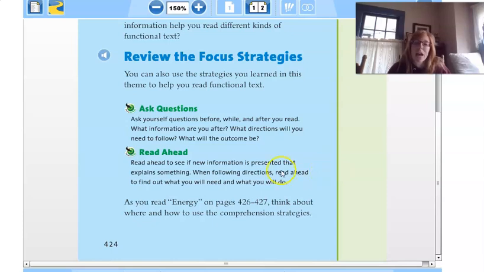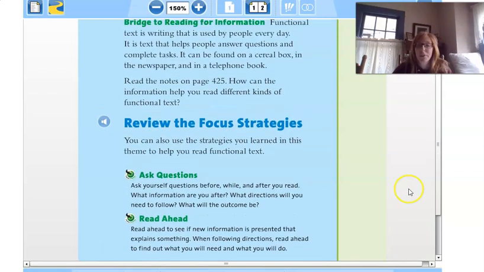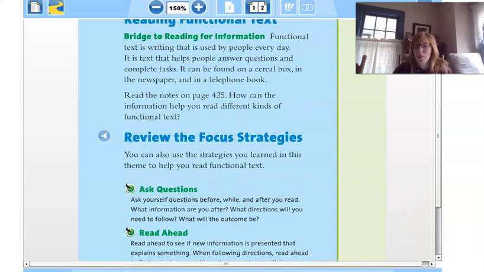And then read ahead. Read ahead to see if new information is presented that explains something. When following directions, read ahead to find out what you will need and what you will do. So as you read energy on page 426 and 427, think about where and how to use comprehension strategies. All right, so we're going to turn the page.